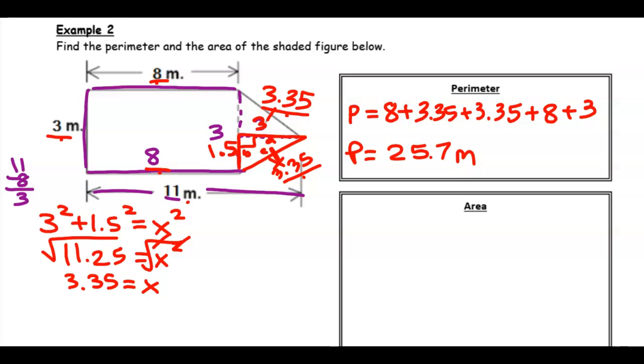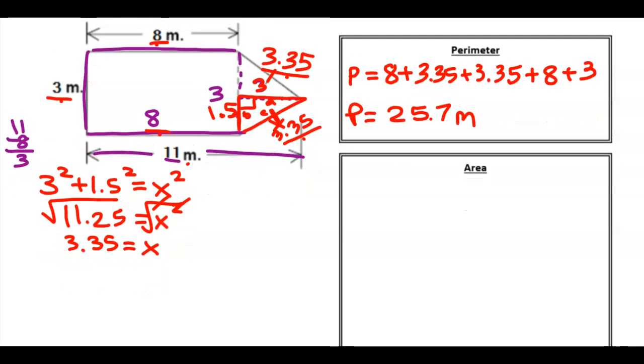Okay? Now, I know we can find the area of a rectangle and a triangle. So let's do that. Rectangle. Or actually, it's more like this. Rectangle. So what's the length times the width of a rectangle? So I got length is 8. Height is 3. 8 times 3 is 24.